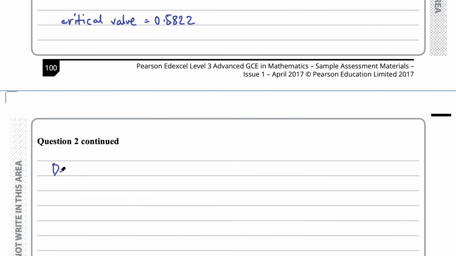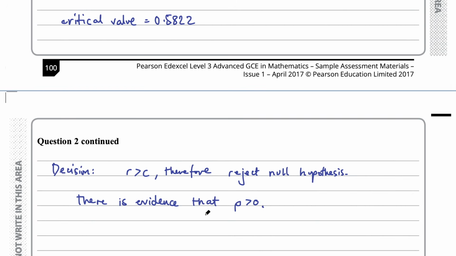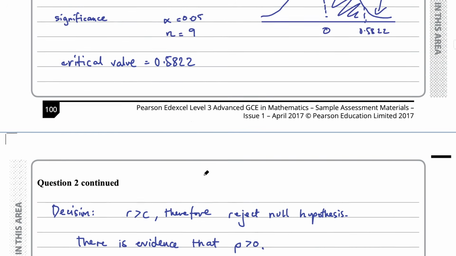So the decision is going to be that R is greater than the critical value, or C, therefore reject the null hypothesis. And there is evidence that rho is greater than 0. Okay, so that was part C.